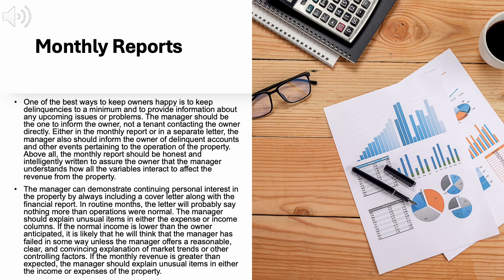has failed in some way unless the manager offers a reasonable, clear, and convincing explanation of market trends or other controlling factors. If the monthly revenue is greater than expected, the manager should explain unusual items in either the income or expenses of the property.